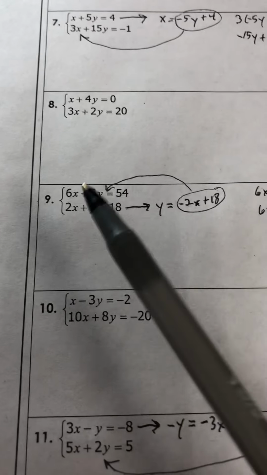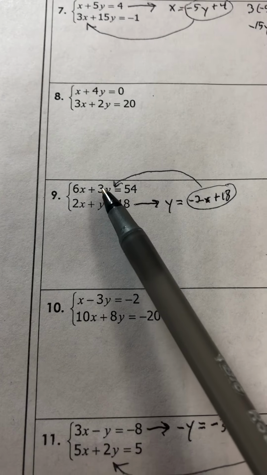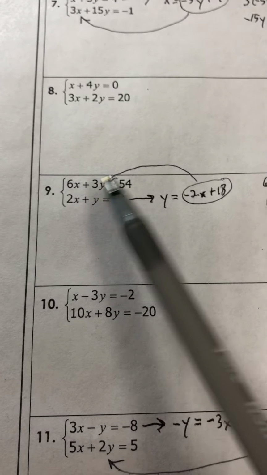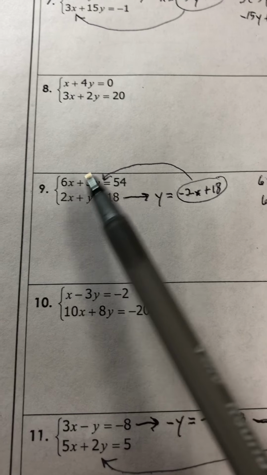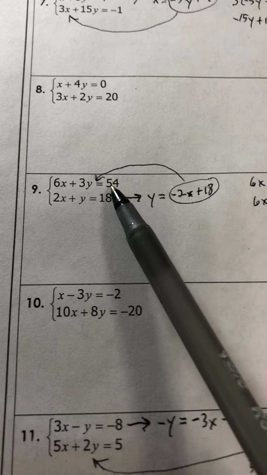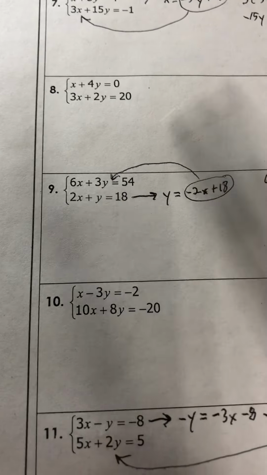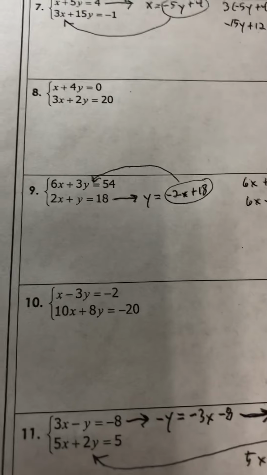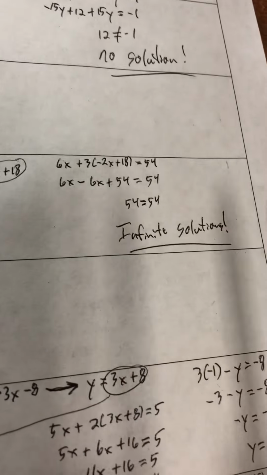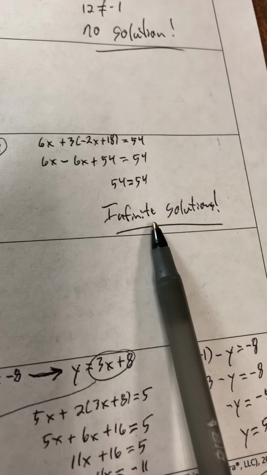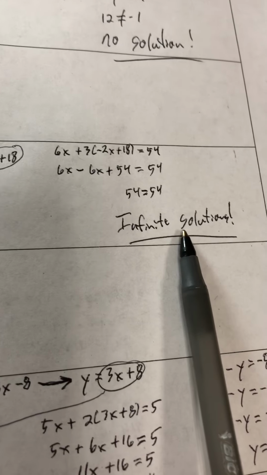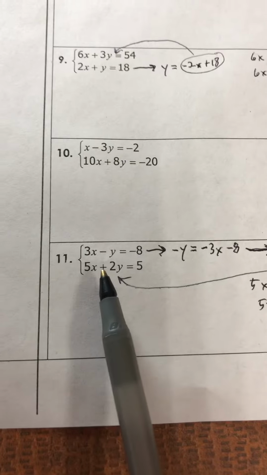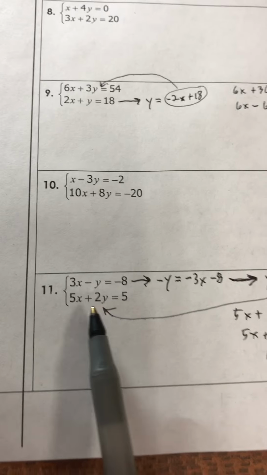So I don't know if you noticed this, but if you were to divide everything up here by 3, you would get the exact same thing. You'd get 2x plus y equals 18 if you divided everything by 3. It's the same equation. So it's going to be right on top of each other, so it's going to be infinite solutions. It's intersecting everywhere because it's the same line on top of one another, if you were to draw it out on a graph.